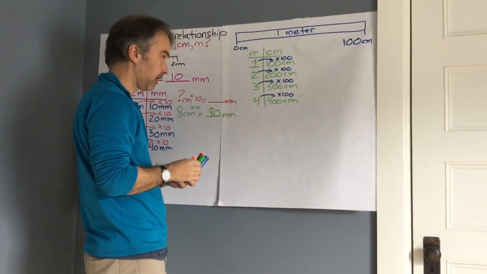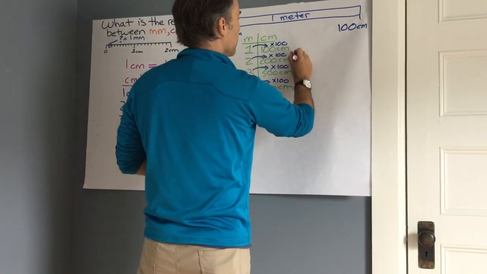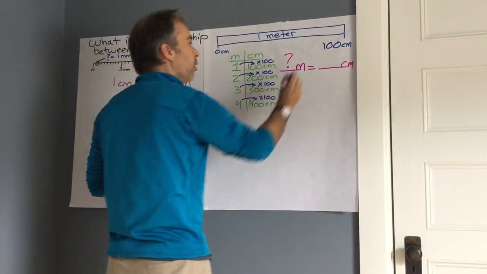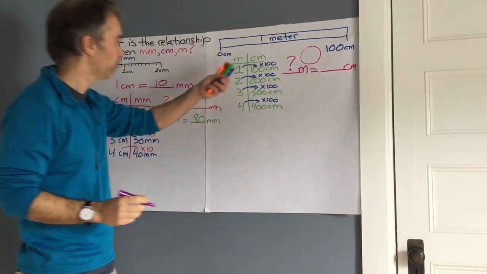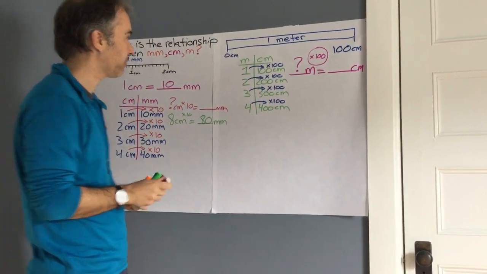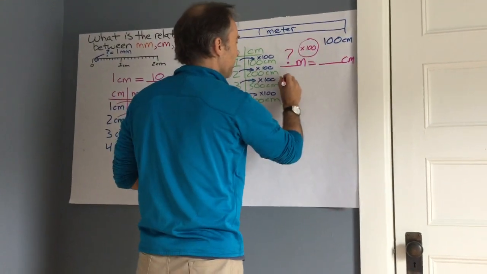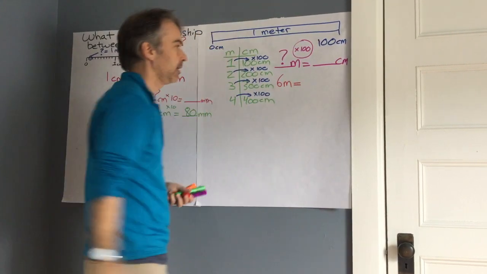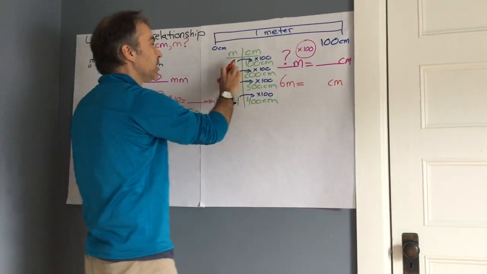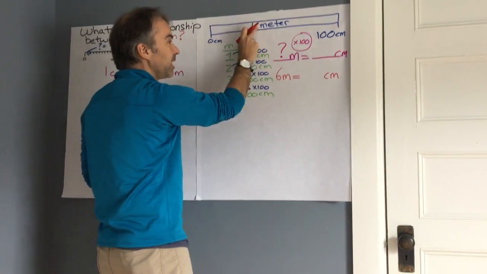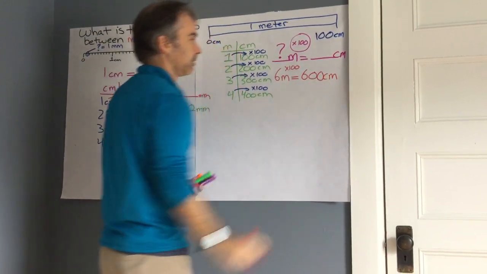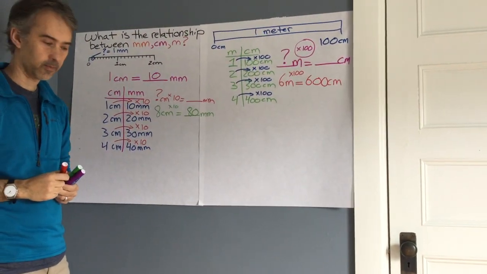So, if I have some meters and I want to get to centimeters, what must I do? Multiply my meters by 100. So let's try. If I have 6 meters, how many centimeters would I have? Well, 6 meters times 100, because there are 100 centimeters in 1 meter. 6 meters times 100 gets me 600 centimeters. You with me?